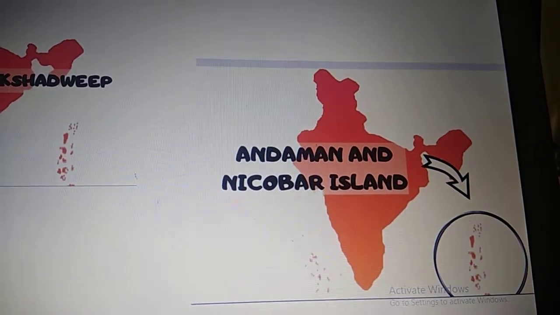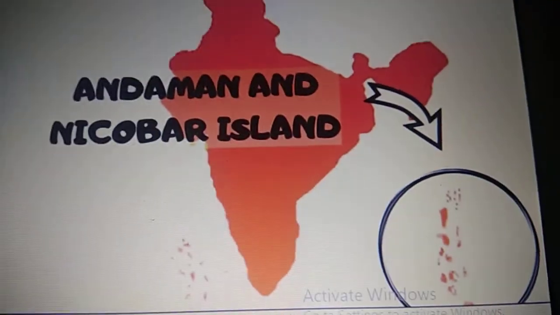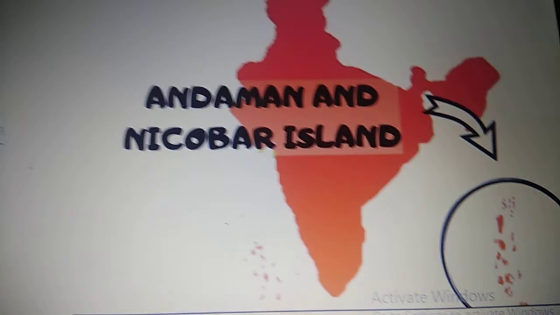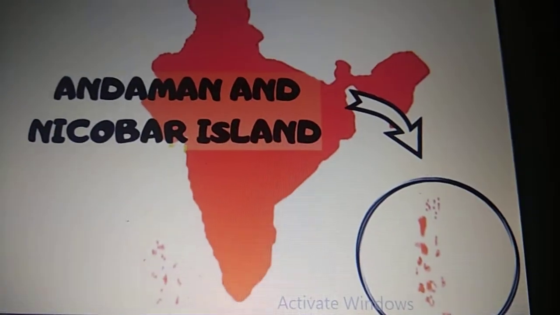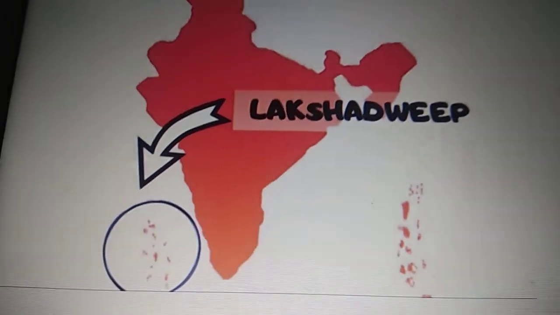Now children, you can see in the southeast we have certain islands which are called the Andaman and Nicobar Islands, and these are in the Bay of Bengal. Then in the southwest we have the Lakshadweep Islands, which are in the Arabian Sea.